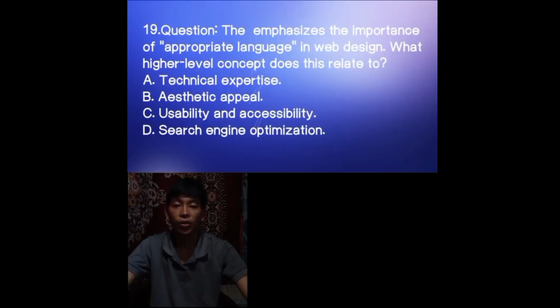Number 19 question. This emphasizes the importance of appropriate language in web design. What higher level concept does this relate to? A. Technical expertise. B. Aesthetic appeal. C. Usability and accessibility. D. Search engine optimization.